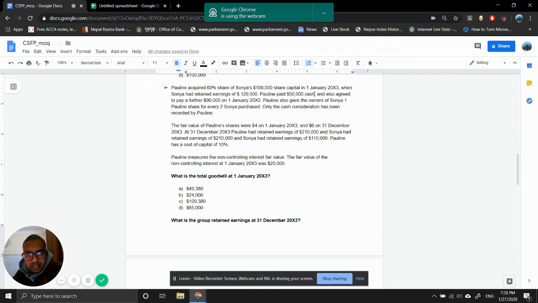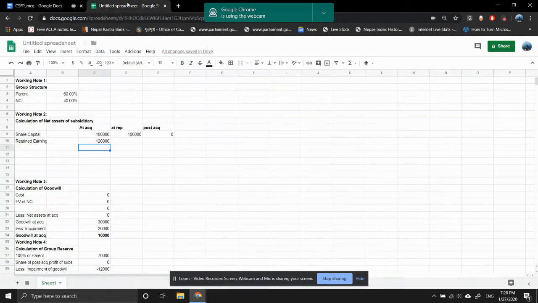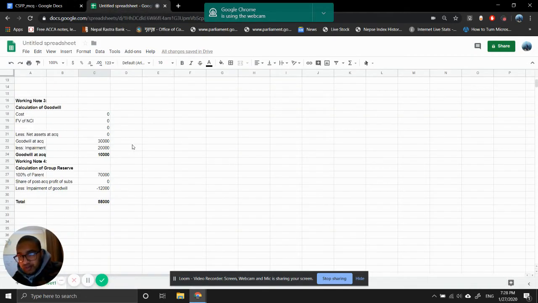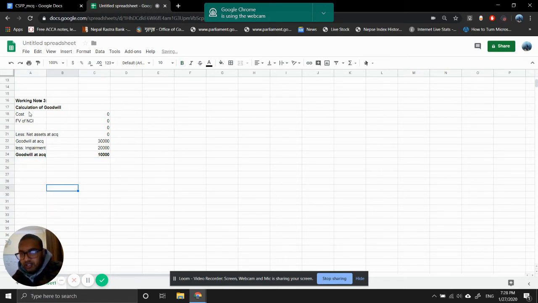Pauline paid 50,000 in cash. It also agreed to pay 90,000 on 1st Jan 20x5. Okay, so now this is interesting. So what we need to do is, let's delete it, and then let's move this down as well, because we need to add a few more figures over here.